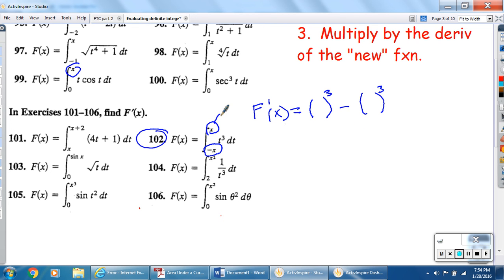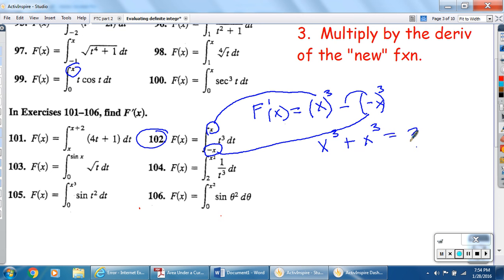So we're going to take out the t. We're going to put in the new function. So the x goes in here. We're going to do upper bound minus the lower bound. We're going to put the lower bound in here, negative x. And so we get, when we clean up, x cubed minus negative makes plus x cubed, which is 2x cubed. That's the first derivative. The second derivative, that's easy. By the power rule, we get 6x squared.